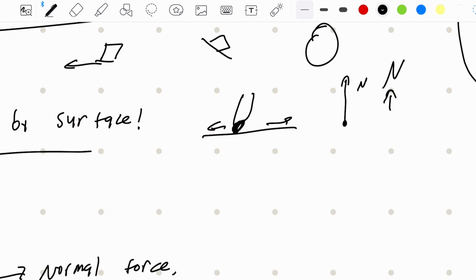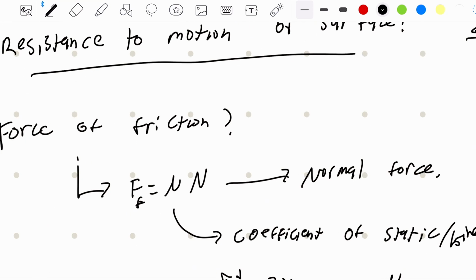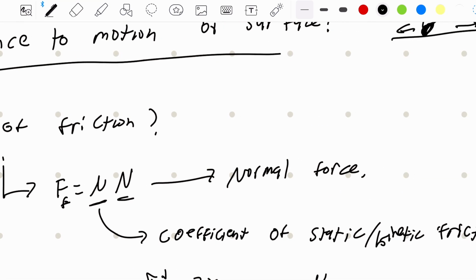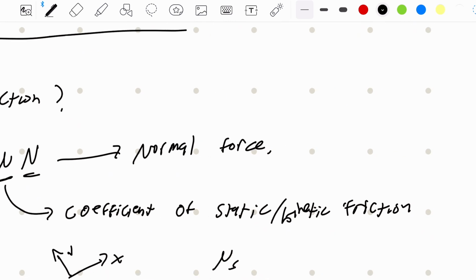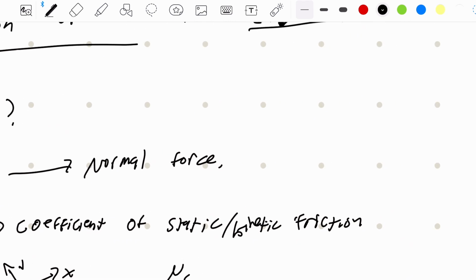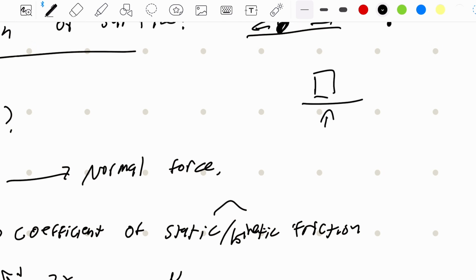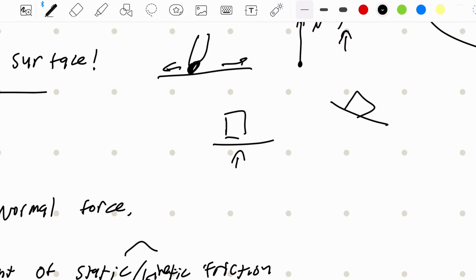So the force of friction can actually be written as mu, which is some kind of coefficient of static or kinetic friction, times your normal force. Now, the coefficient of static friction and kinetic friction are two different coefficients. For static friction, if an object is sitting on something, it is not moving. It is, in fact, being held in place by some kind of static friction coefficient.